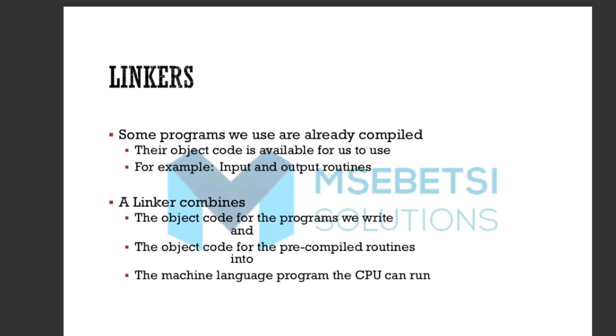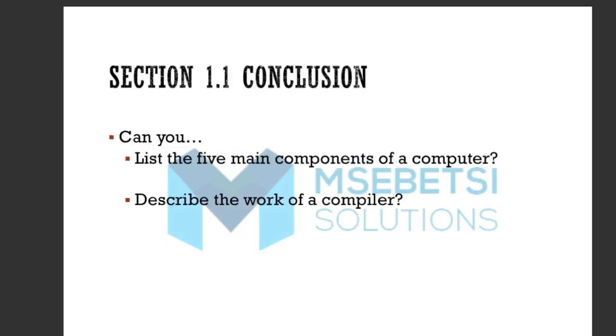And then machine language is a program the CPU can run. We've already covered that previously. So, conclusion to this lecture, a continuation from yesterday's one: can you list the 5 main components of a computer?